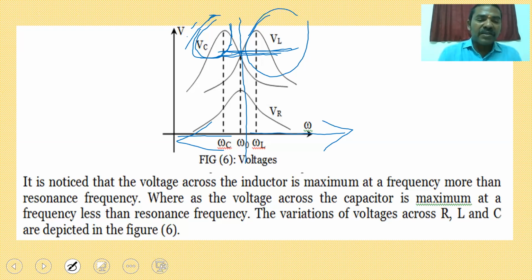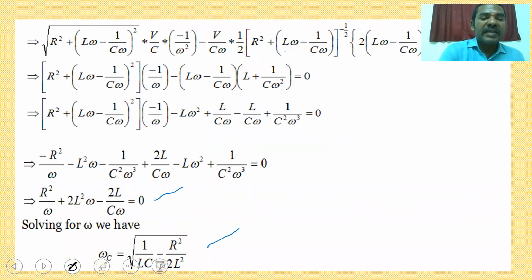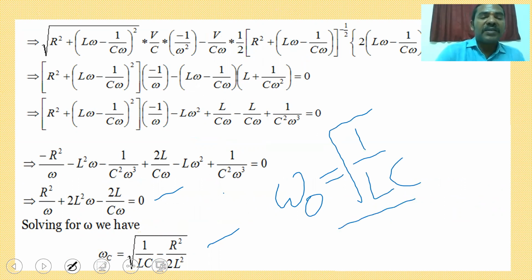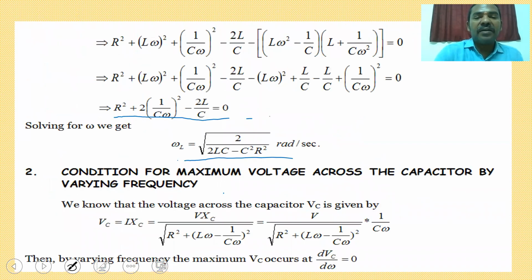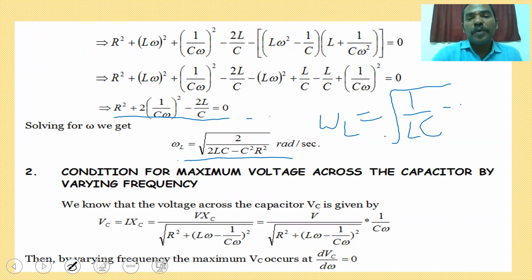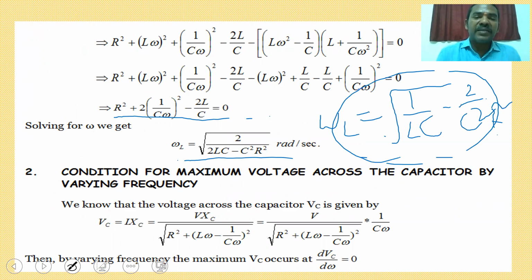So what is your omega C value? Root of 1 by LC minus R square by 2 LC. So omega naught is what? Root of 1 by LC. So before resonance the capacitive voltage will be maximum. Similarly, here you are getting omega L is equal to root of 1 by LC minus R square by 2 over C square. So after resonance only the inductive voltage will be maximum.